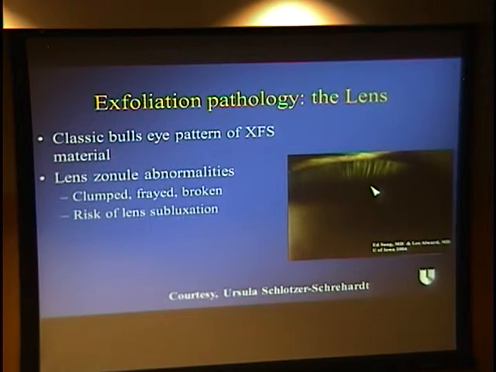The zonules, this is a gonioscopic view, and this is a pretty typical appearance. If the patient's dilated, if you use your gonio lens and you can look just over the lens, you can see they're clumped, there's some that are missing. So this is at the heart of the problems involved with cataract surgery, as well as the capsule having a different, maybe a more fragile capsule as well.